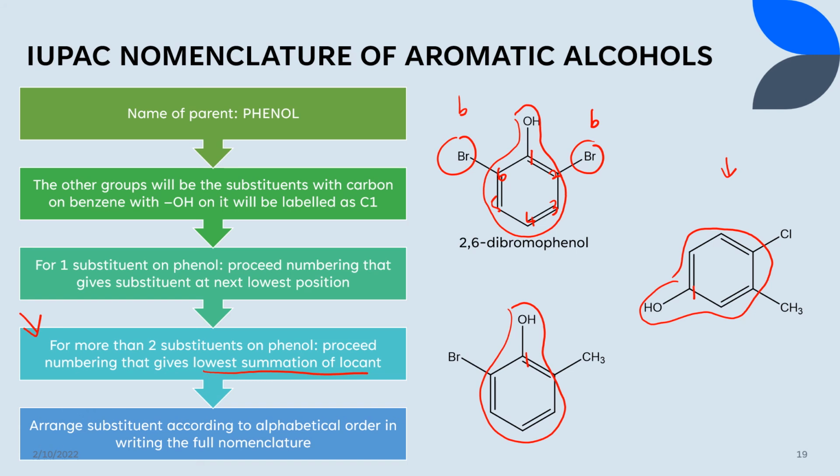The second structure, on the right. Proceed numbering that gives the lowest summation of locants. This means you have a choice to proceed numbering either upward or downward, but here you have to consider this factor, the lowest summation of locants. By considering this factor, numbering will proceed downward. So we have chloro, C for chloro, at position four, and methyl, M, at position three. So the name of the molecule will be 4-chloro-3-methylphenol.